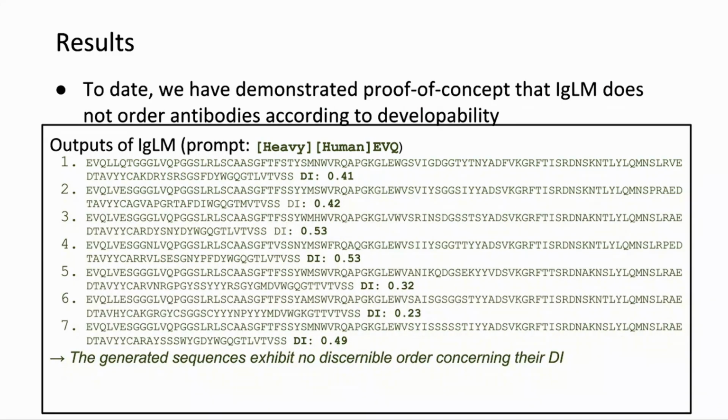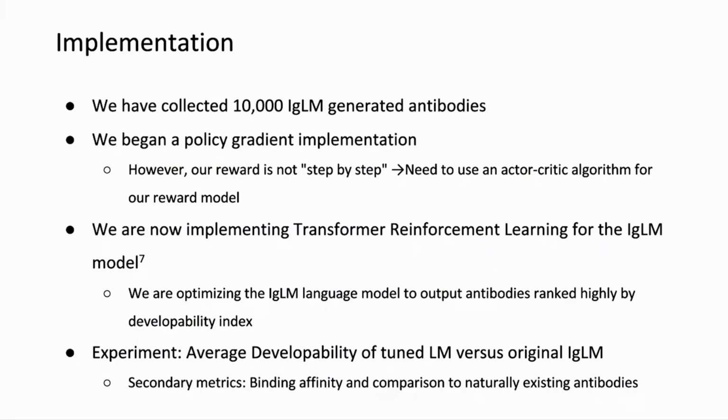About the results, to date we have already demonstrated that the IGLM model does not order antibodies according to developability. Unfortunately, the result is not ready at this moment yet, but we think that by the final report we can include them. But we do include some implementation details here. We already collected 10,000 IGLM generated antibodies, and we began the policy gradient implementation. And we are also implementing transformer reinforcement learning for IGLM.